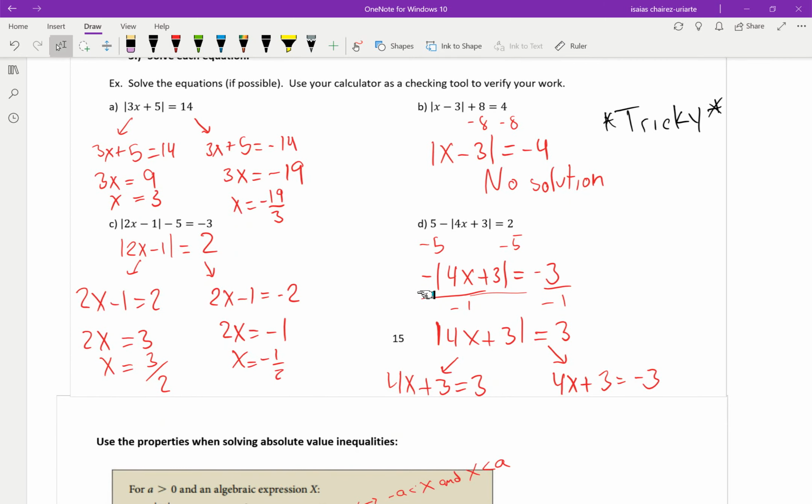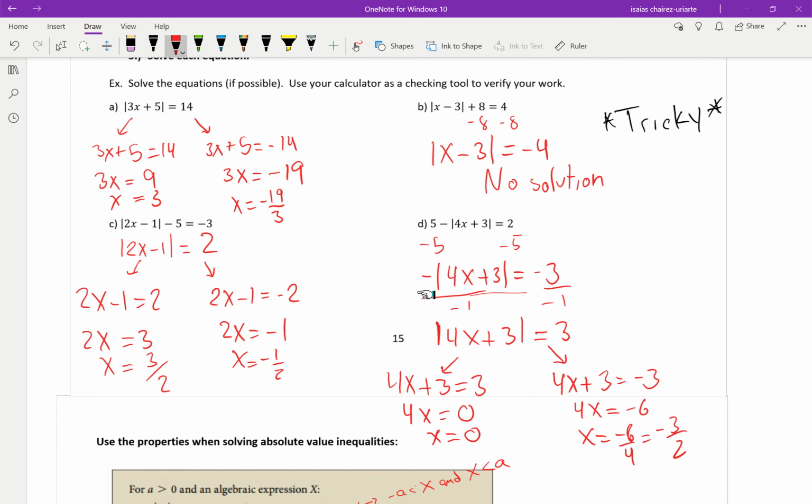So this would say 4x equals 0 because I have to subtract 3, and this other equation would say 4x equals -6 because I have to subtract 3, and -3 minus 3 is -6. Okay, so then this would say x equals 0 because I have to divide by 4, and 0 divided by 4 is 0. Over here I would have x equals -6/4, which is the same thing as -3 over 2, -1.5. Okay, so that is what we got.